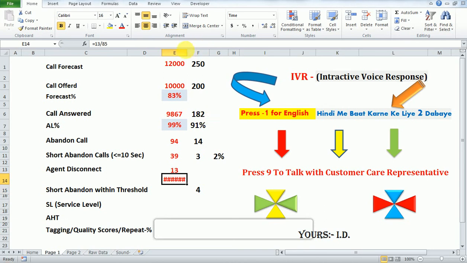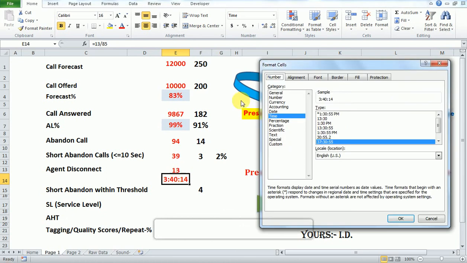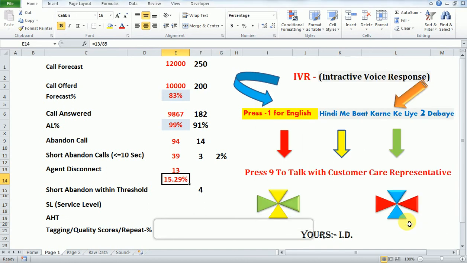Then it will be the percentage for agent disconnection, taking it in percentage format. So this is the agent disconnection. We are calculating it on answered calls. So friends, I told you about short abandon and short call.